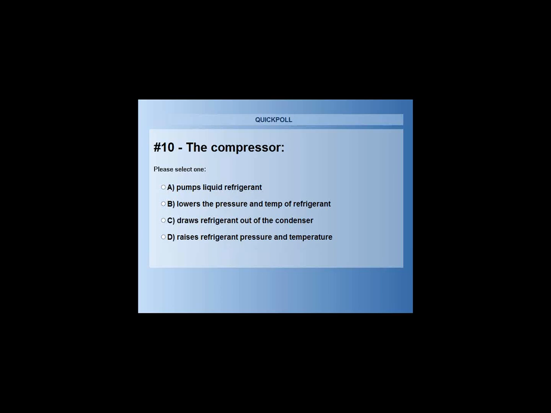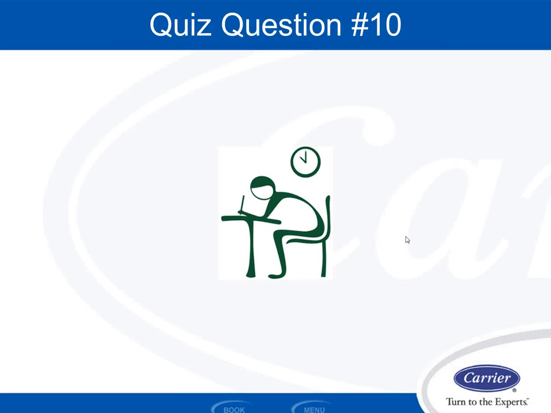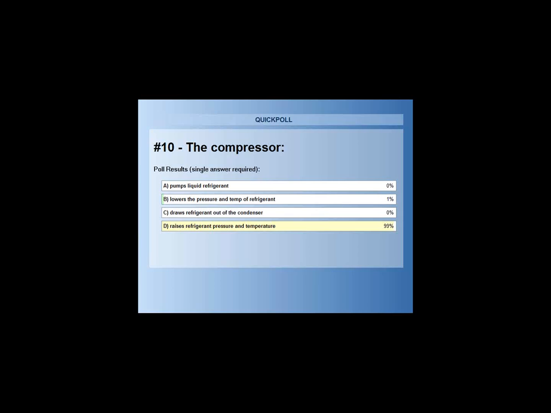All right, 86% of you voted, so I'll give it another 5 seconds. And I will close the quiz. And 99% of you guys got it correct, so I probably made the question too easy. The correct answer is D, raises refrigerant temperature and pressure. That is his job in life.